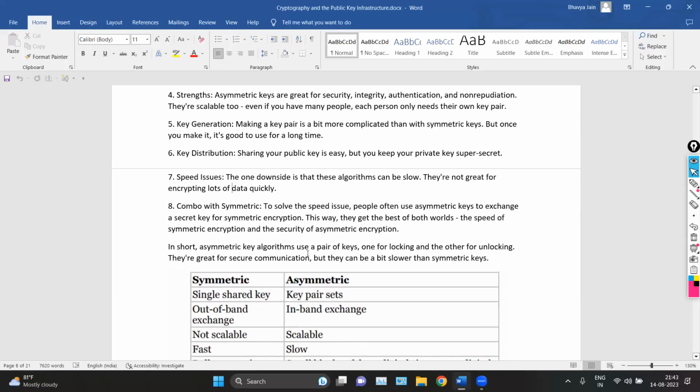Now, how can we overcome this problem? We can use asymmetric algorithms in combination with symmetric algorithms. How? To solve the speed issue, people often use an asymmetric key to exchange the secret key of symmetric encryption.